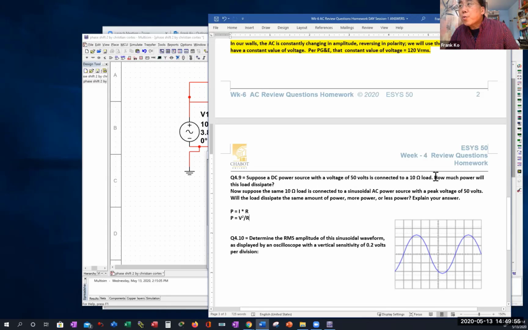So first, there's two questions. This question here. And then we want to connect it to a sinusoidal source with the peak voltage of this. Okay, so two separate questions. So first thing you need to do is calculate how much power will this thing dissipate based on this information. So you have a V and you have 10 ohms. So let's go ahead and do this calculation.